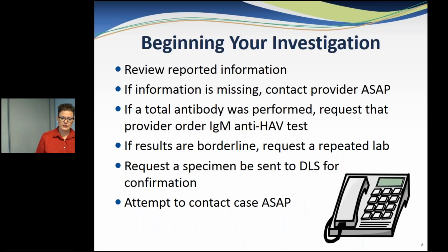To begin your investigation, review your reported information. If any information is missing, contact the provider as soon as you can. If a total antibody was performed, request that they provide an IgM or try to obtain one. If those results are borderline, request a repeated lab. Request a specimen to be sent to DLS and attempt to contact your case as soon as possible.